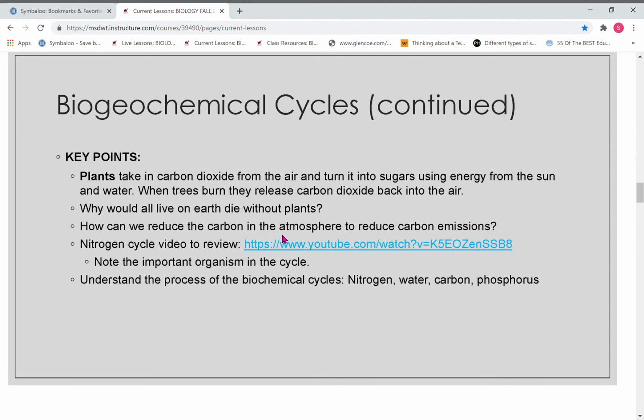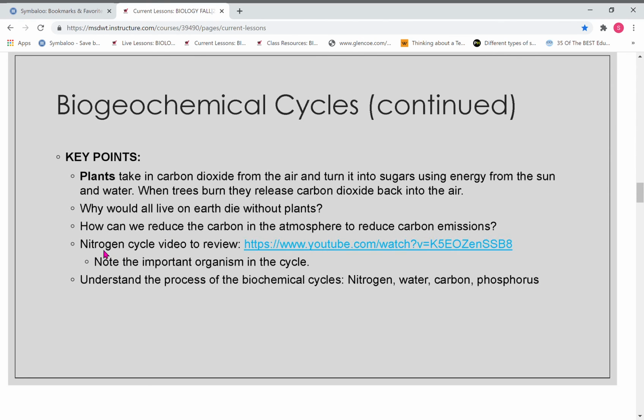How can we reduce the carbon in the atmosphere to reduce carbon emissions? Well, we're trying our best at this time to create electric cars and to reduce the emissions from different types of industrial plants, reducing your carbon footprint, recycling. There's all kinds of options. This is a long list of opportunities that people have to make the carbon footprint less than we have in the past.